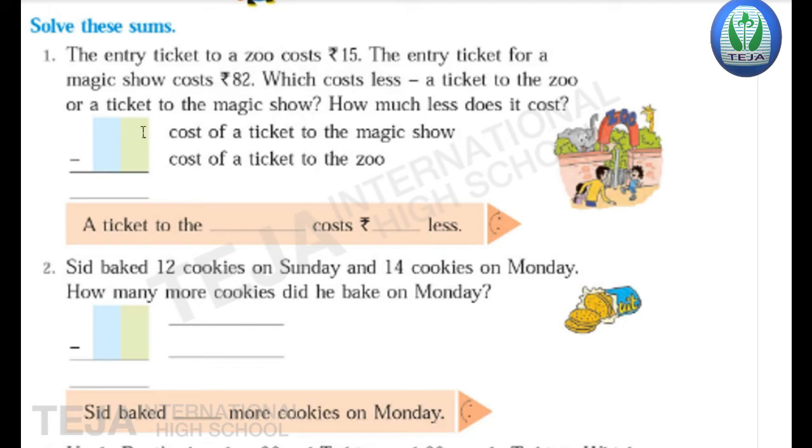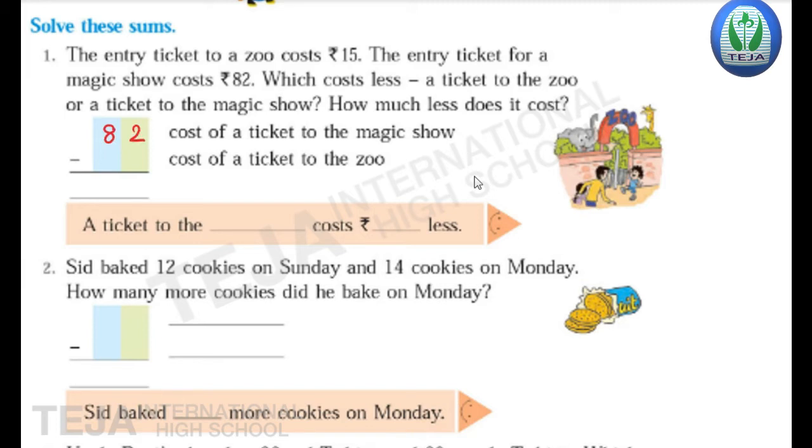So how much less the cost of the zoo is, we have to find. Okay, to find it, first we have to substitute the numbers here. See, the statements are given here. Cost of a ticket to the magic show. Remember, children, always the bigger number should be written first, then we write the smaller number. Here the cost of the magic show is 82. 82 is the bigger number, so we write the bigger number first, then the smaller number. Subtract the smaller number from the bigger number. So write the statement, children. Substitute the number into the statement. Cost of a ticket to the magic show is how much? It's 82. So write down 82 here.